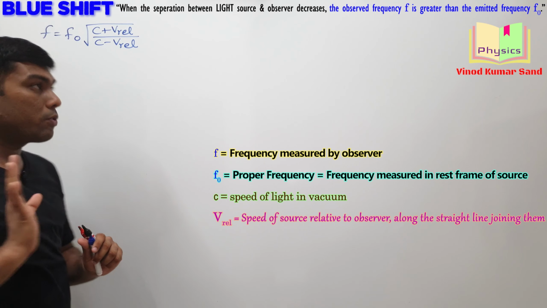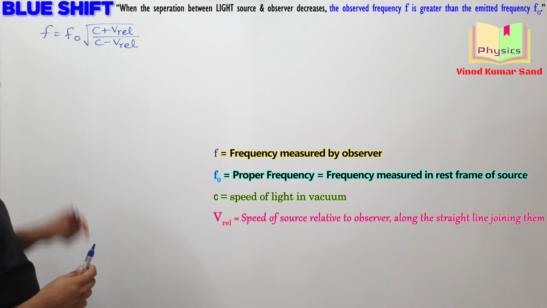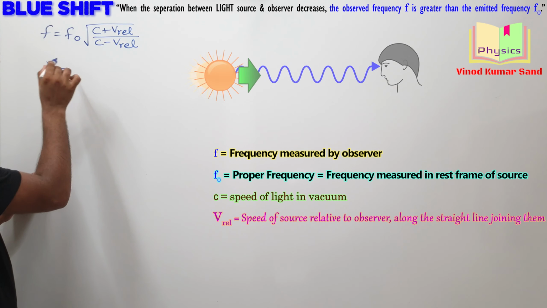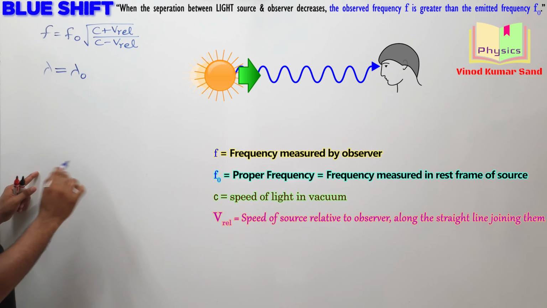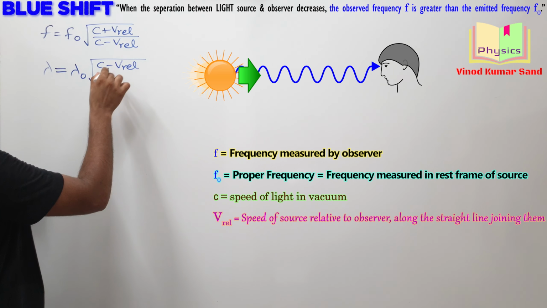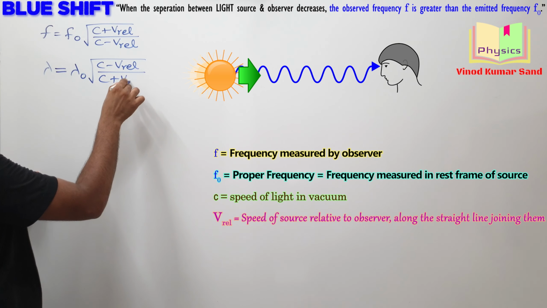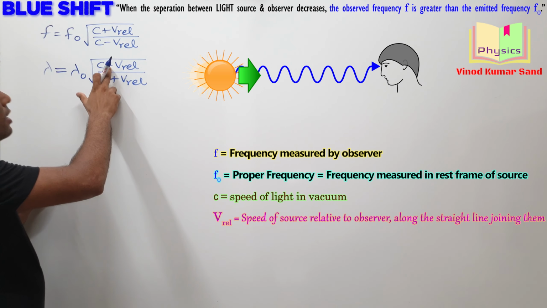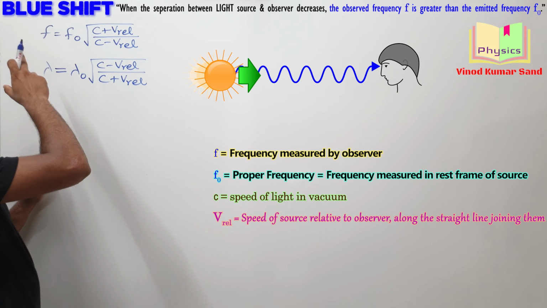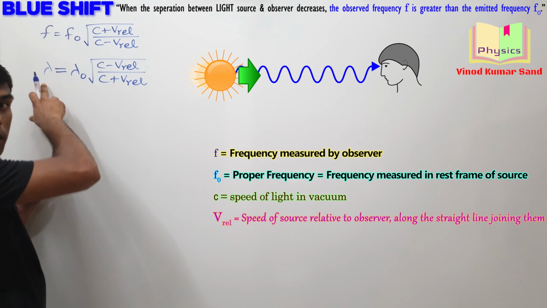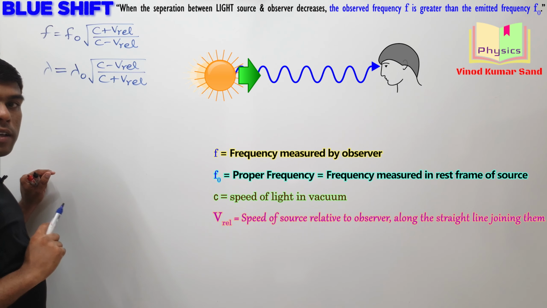and observer. Now, in the case of the blue shift, the measured wavelength will actually be less. So the lambda here should be lambda naught times c minus v relative divided by c plus v relative. In the numerator there is a negative sign, so the lambda naught will actually be greater and the lambda will be actually less. What is lambda here?